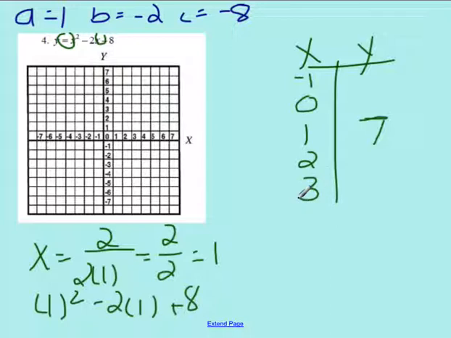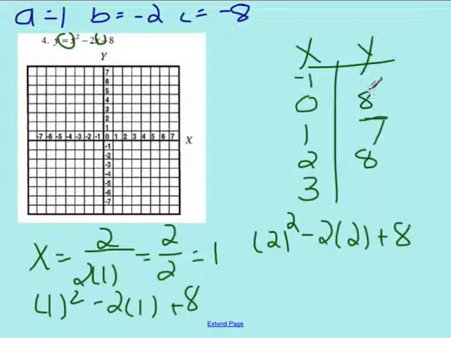So now I need to plug in my next one. I'm going to plug in 2 for x now. So then I get 2 squared minus 2 times 2 plus 8, which is going to give me 8. So these ones are 8. Now I want to plug in 3. So I'm just filling out that chart by plugging in the x values. Remember, on either side of the vertex, it needs to be congruent. So then I have 3 squared minus 2 times 3 plus 8, and that's going to give me 11.